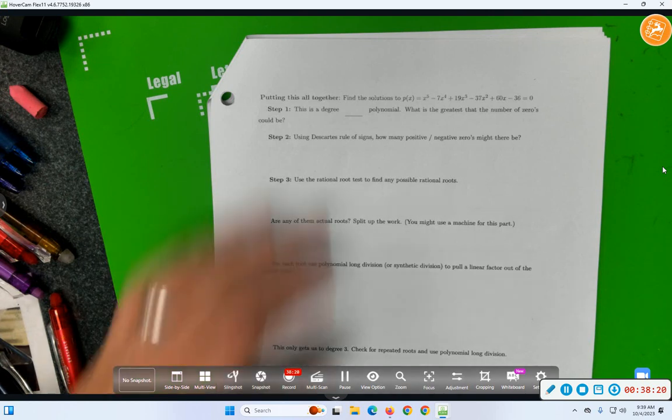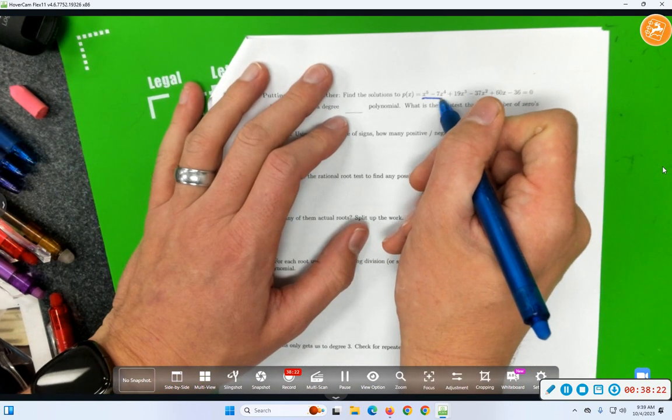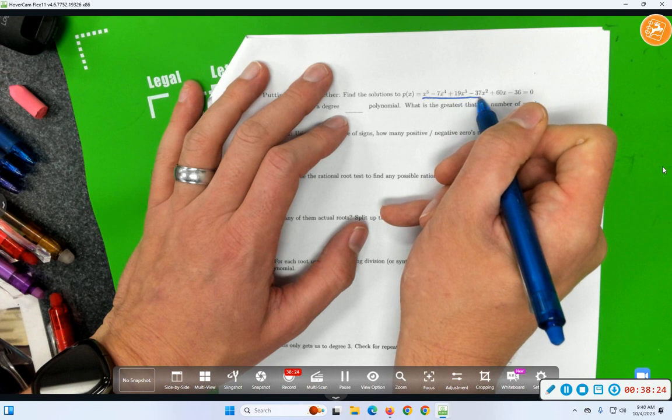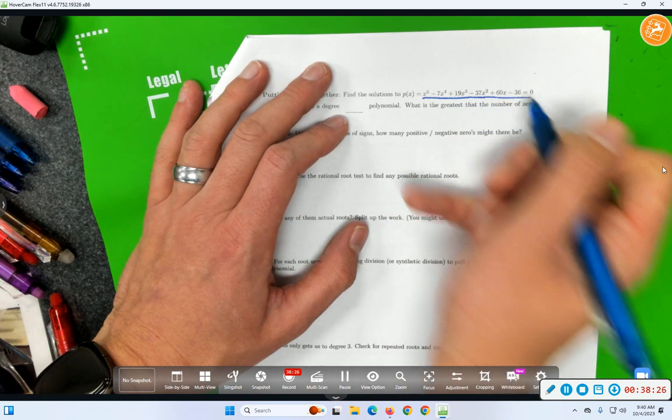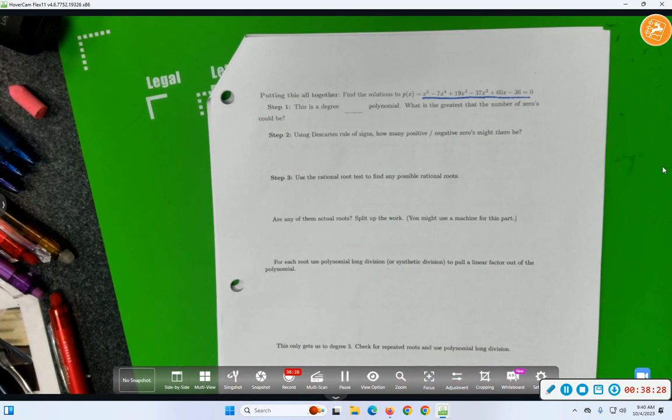So let's find the solutions to this polynomial equation: x to the 5th minus 7x to the 4th plus 19x cubed minus 37x squared plus 60x minus 46 equals 0. And let's just go through it by answering the following questions.